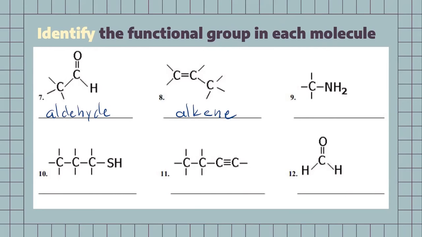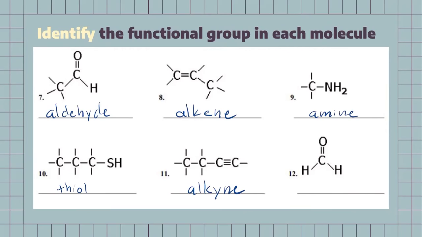Next one, we have our carbon attached to this nitrogen and two hydrogens. Because there are no other chains attached to that nitrogen, we're going to call this one an amine. For 10, we have our carbon chain, and at the end we have this sulfur and this hydrogen, so right off the bat we know that it's going to be a thiol. For 11, this triple bond is the one that sticks out, so we are going to call that one an alkyne. As I mentioned, the pronunciation is going to take practice.